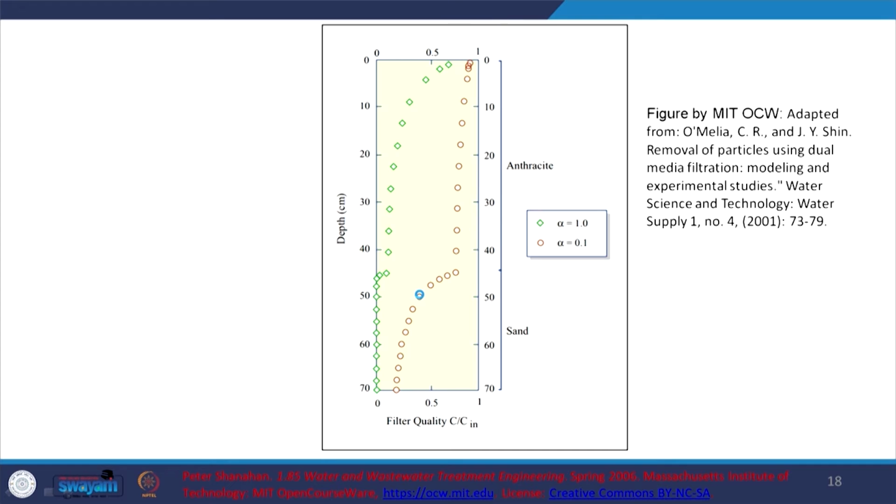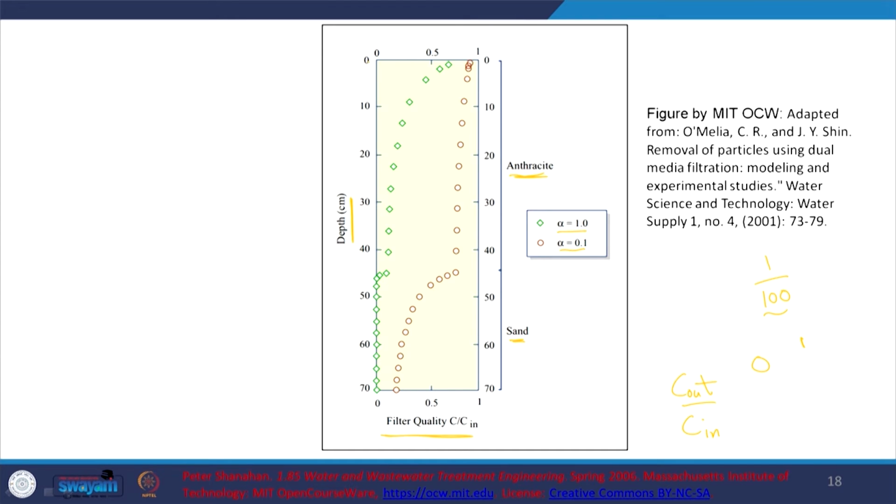Here we have another figure that gives us an idea about a dual media filter: sand and then anthracite above it, and alpha gives you an idea about the level of chemical treatment or chemical activity. What do we see here? On the left side y axis we have the depth, and here we have the filter quality, which is C out by C in. C out should be as low as possible, that is what you want. So, 1 by 100 or such, pretty low.